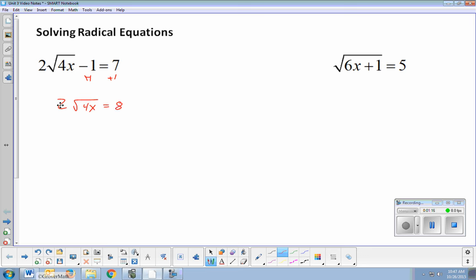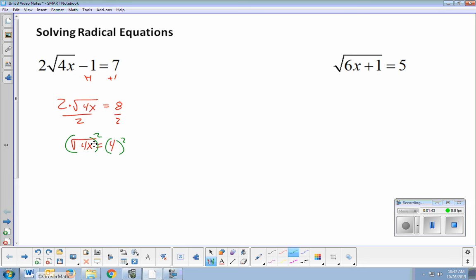And then this times 2, and I know it's times 2 because it's attached to the front of it. There's no plus or minus between. It's a coefficient of the radical. That's being multiplied, so I want to just simply divide that away. I'm left with the square root of 4x equals 4. And so now I've isolated the radical, and that's always step 1. Isolate the radical. And then square both sides to get rid of that radical.